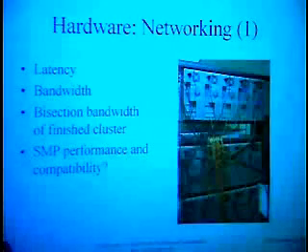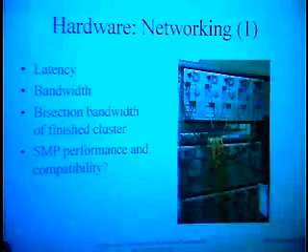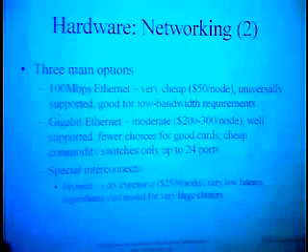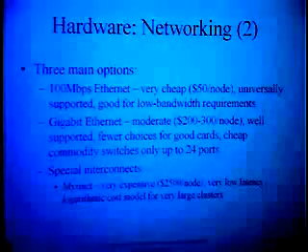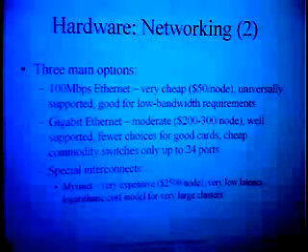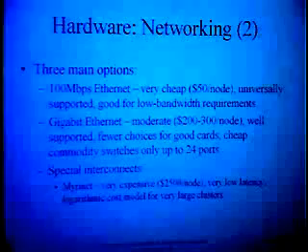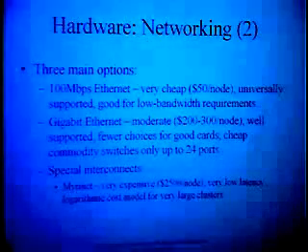Networking. Actually, for time, I'm going to cut most of this stuff. Networking is a very important issue. You have to make sure that it can actually hold up to the kind of application you're using. The 3 main options for networking are 100 megabit Ethernet, which is fairly old. I guess it's about 10 years old now. It's cheap, $50 a node or so, including the switching. Supported everywhere, and it works quite well. It's really a good interconnect.